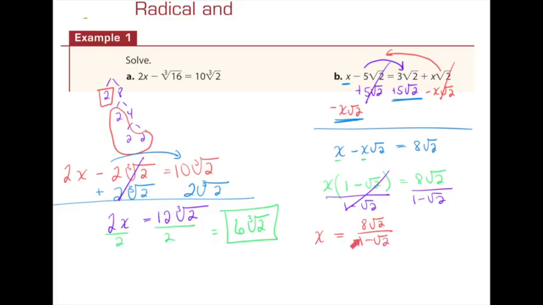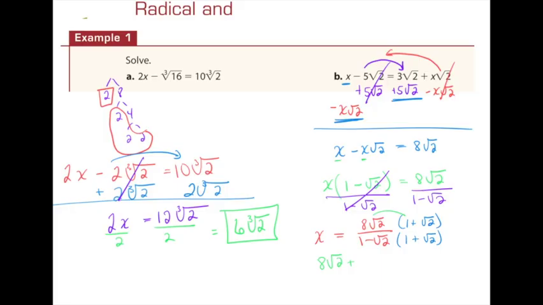But I have a little bit of a problem right here. I do not want to leave a square root of 2 in the denominator. So just like on our last section, what we just quizzed over, I am going to get rid of that by multiplying by the conjugate. So I'm going to multiply the top and the bottom by this guy right here. All right, and I'm going to distribute that top. 8 square root of 2 times 1.